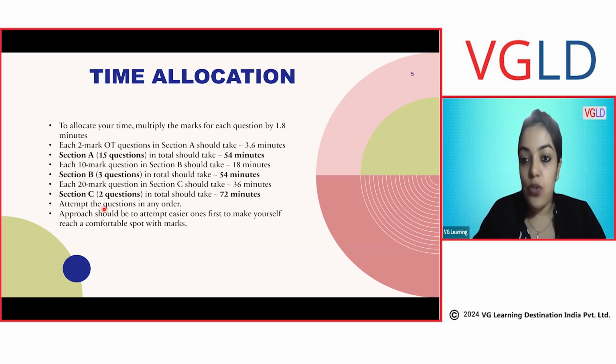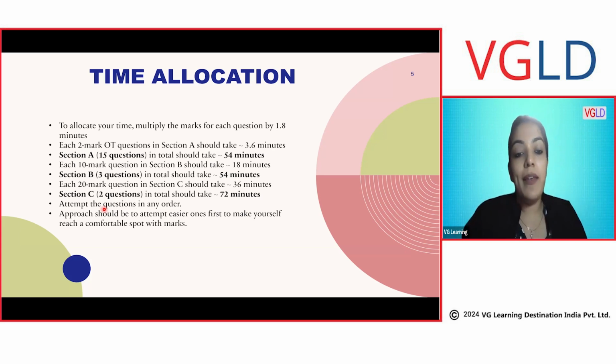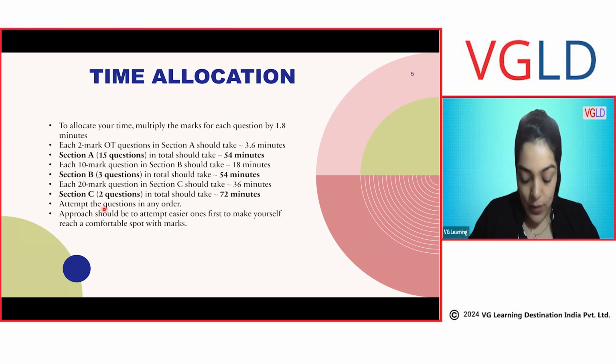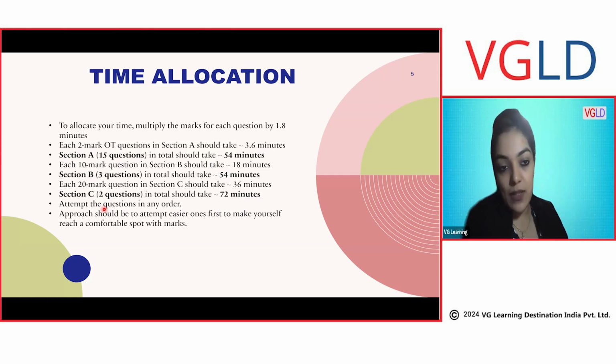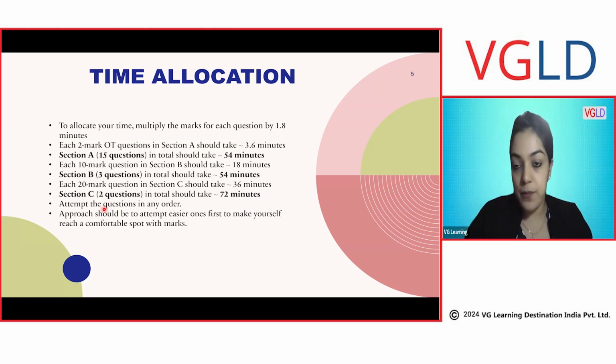So the best approach would be to figure out what you are going to follow in the exam before the exam. So maybe in one of the papers that you practice, writing section A questions first is better for you, then section B and then section C. And maybe in another mock exam that you try, you find that, okay, attempting section C question first gives me more comfort. So that's on you. You have to decide what works for you the most.